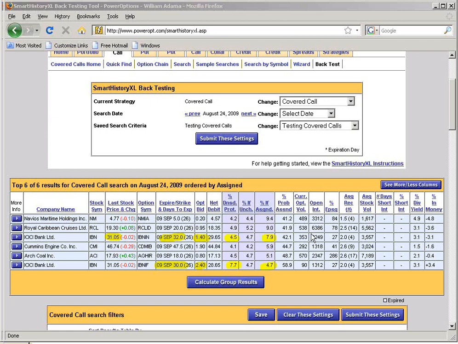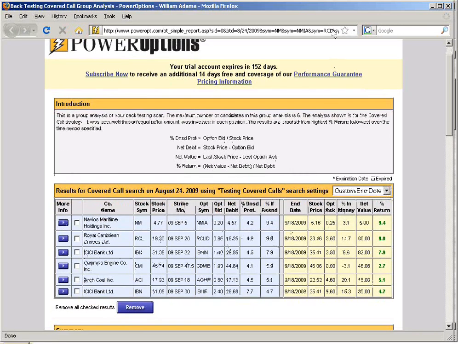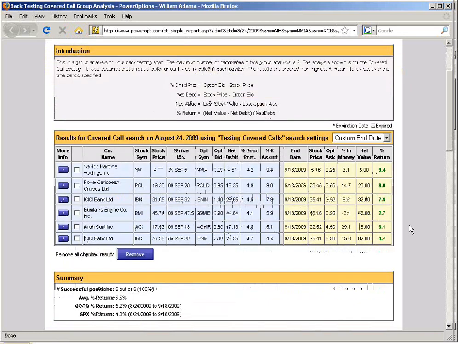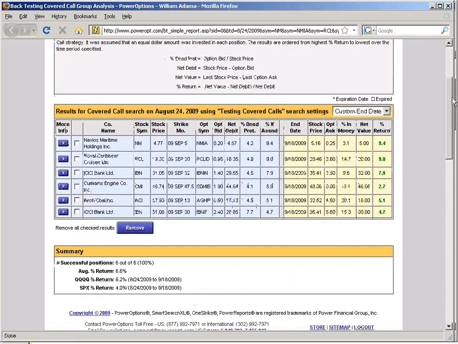Okay? So again, we have 6 results here. Let's just go ahead and calculate group results first. We'll see how this performed over time. So from the entry point of the 24th of August, what trades were successful? Again, we had a good trading month, so this criteria is still working out for us. All 6 positions essentially hit their maximum return level.